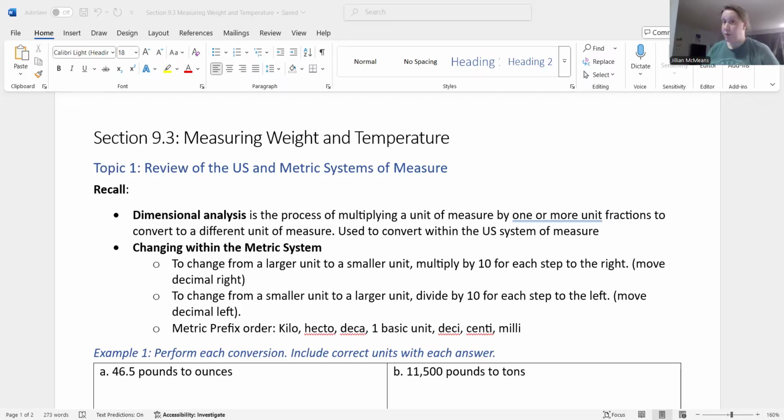For section 9.3, we're going to talk about weight and temperature. Luckily, temperature is really, really easy. You just have a couple of formulas. I don't expect you to memorize the formulas or any of the conversions that we're using.